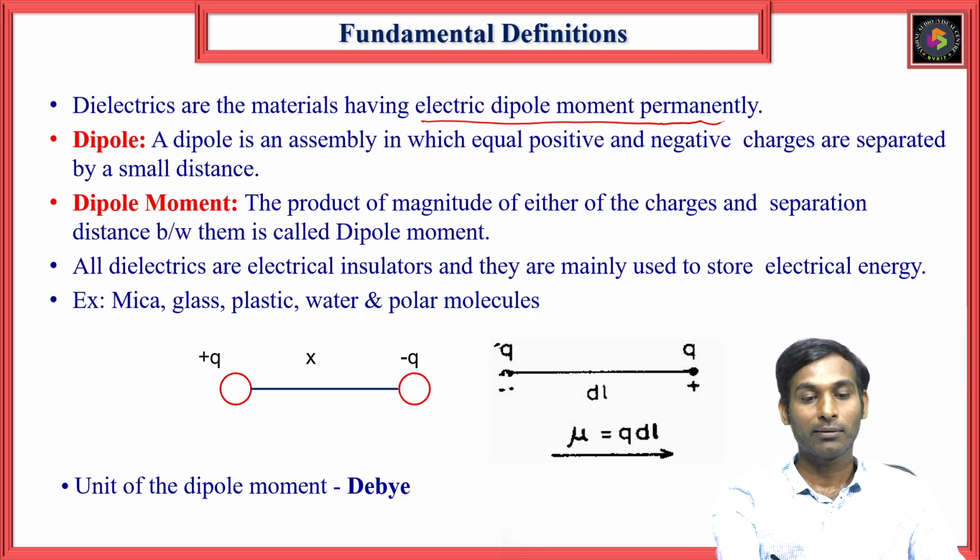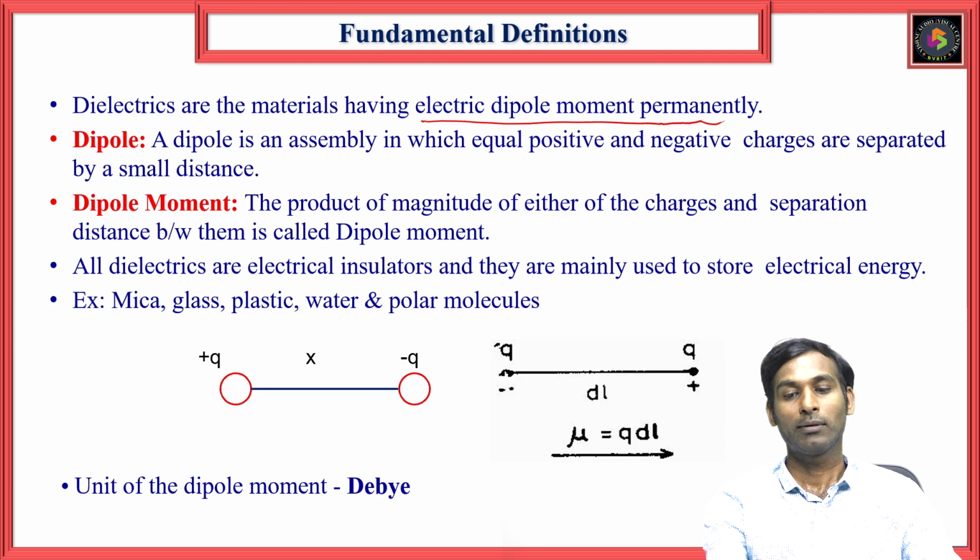All dielectrics are electric insulators. They are mainly used to store electric energy. So for polar materials, the storage of energy is very important. Examples: glass, mica, plastic, water, and molecules.